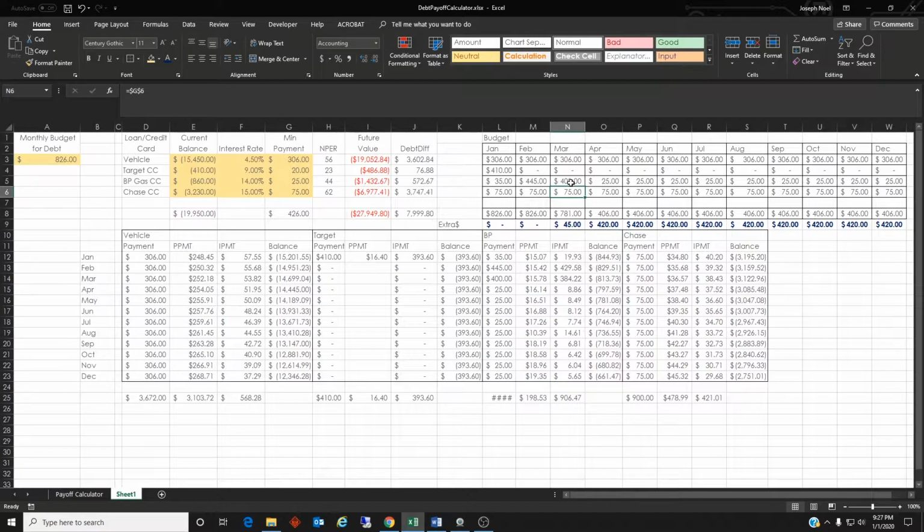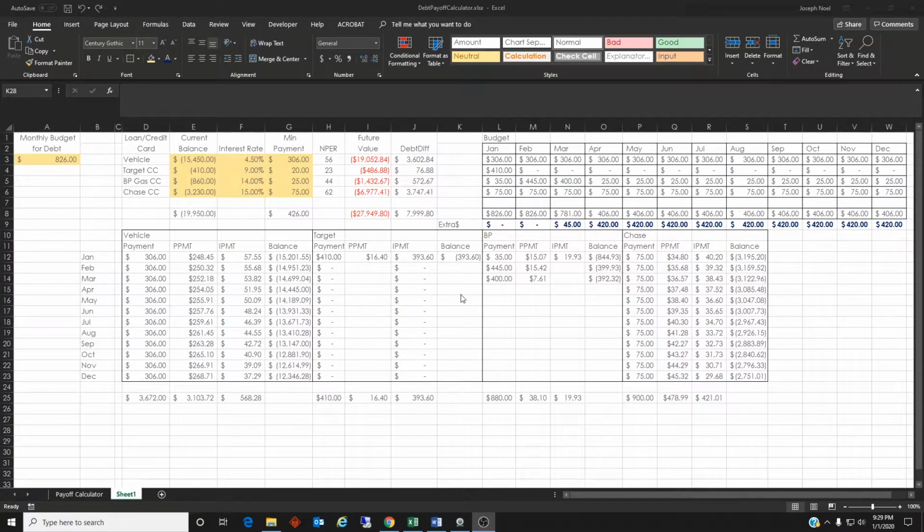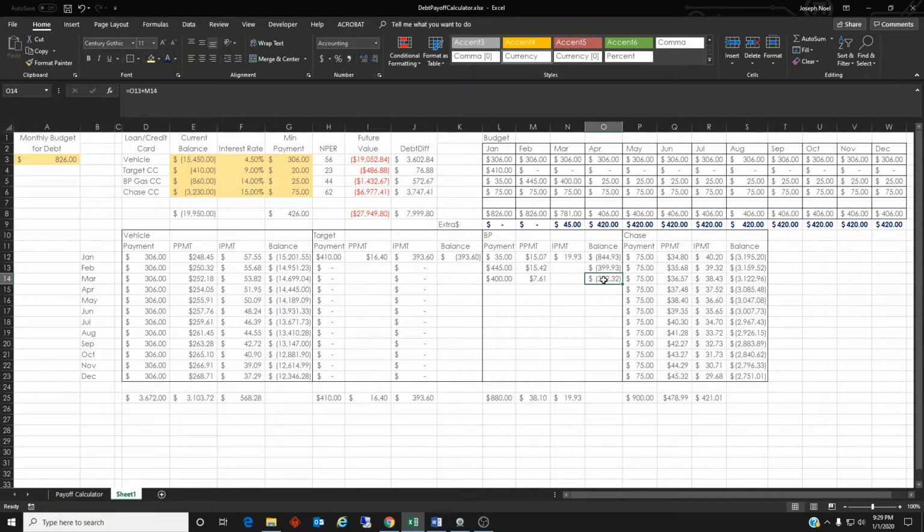That actually is right about where we need to be, about $10 over, so I think it's probably $390, but the interest payment was $20. And as you can see, if we pay the $400 here, our balance was $399. So our new balance is going to be $0.